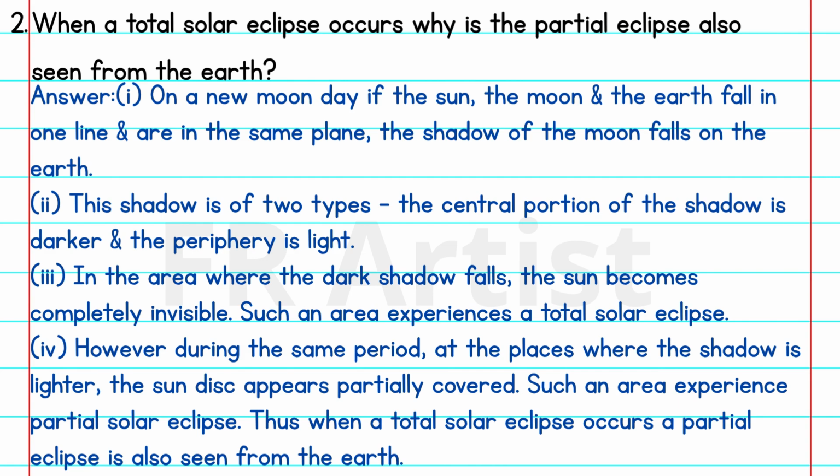Third point, in the area where the dark shadow falls, the Sun becomes completely invisible, and such an area experiences a total solar eclipse. Fourth point, however, during the same period at the places where the shadow is lighter, the Sun disk appears partially covered. Such an area experiences a partial solar eclipse. Thus, when a total solar eclipse occurs, a partial eclipse is also seen from the Earth.